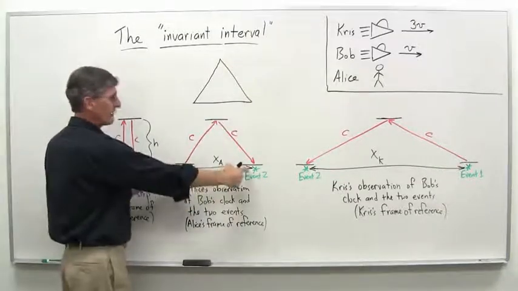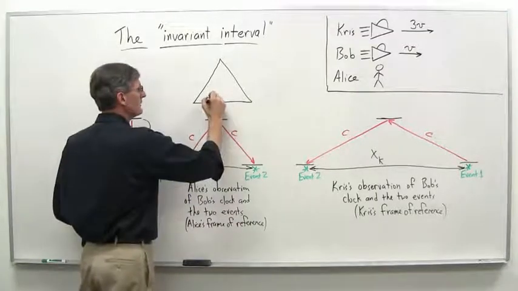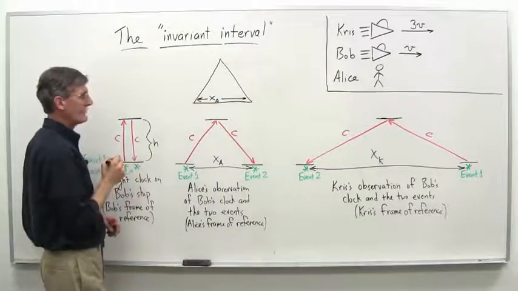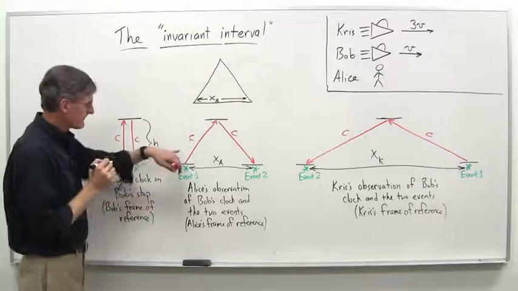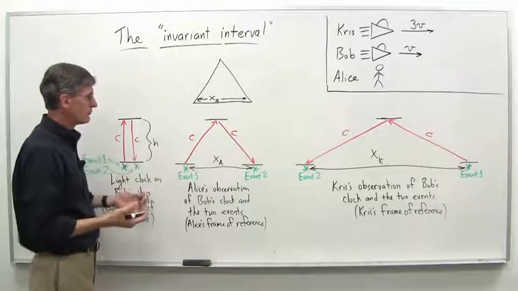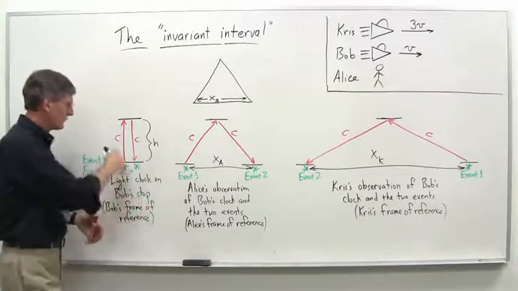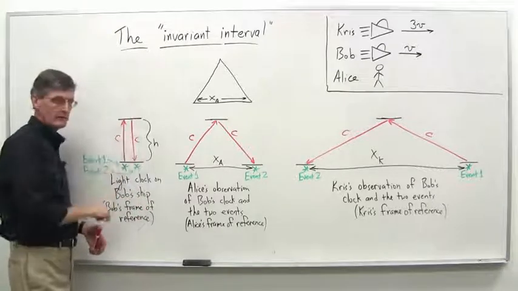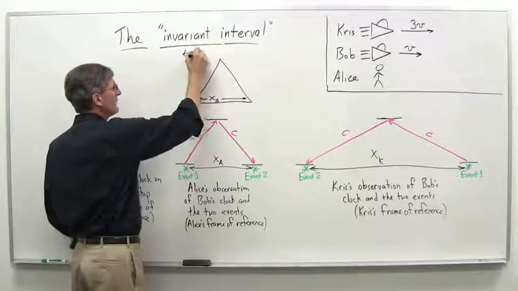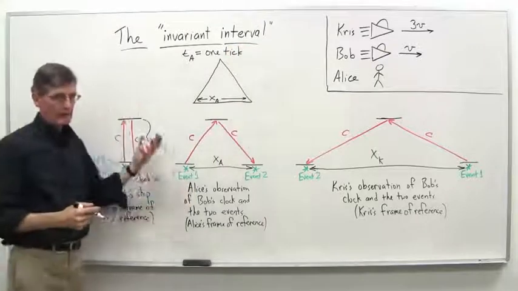And we said this distance here is x sub a, so I'll put it in here, x sub a. And we said that the speed of light is c. And we will assume that one tick of the clock is a round trip, up and back again. We didn't put that in there, but we'll define it here: t sub a equals one tick of the clock from Alice's perspective.